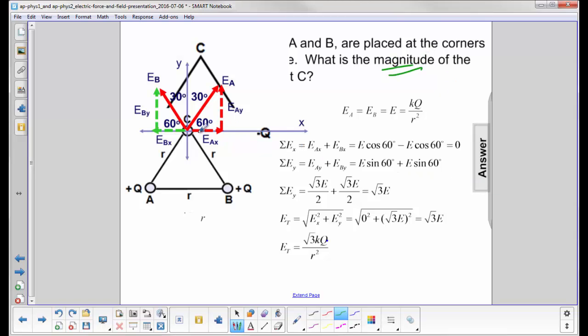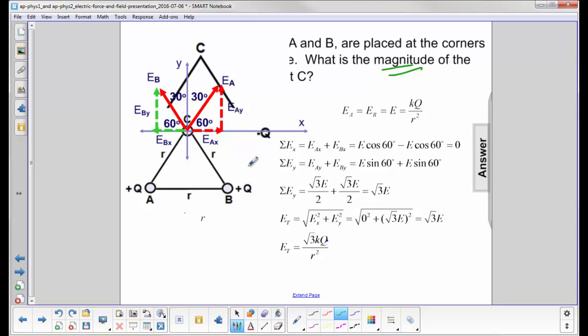So when we take our x components, they still cancel out. You've got one going this way, one going this way. The y components will add. You can see how these two support each other, except instead of going up, they're going down this time. They're each equal to E sine 60 plus E sine 60.